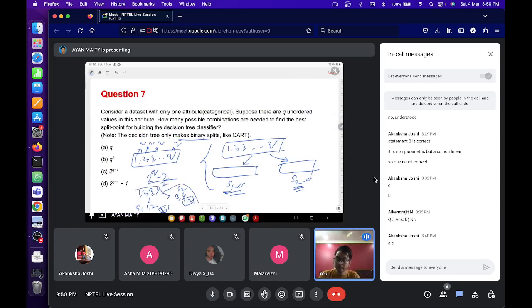Divide this 2 to the power q minus 2 by 2, because for every splitting that we have, there is a completely reverse splitting also. So that's why 2 to the power q minus 2, divided by 2. This gives me 2 to the power q minus 1, minus 1. So this is the answer, which is option D. So is it understandable? How do we get to this number, 2 to the power q minus 1 minus 1?